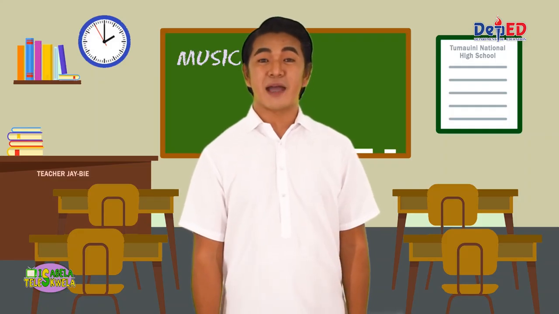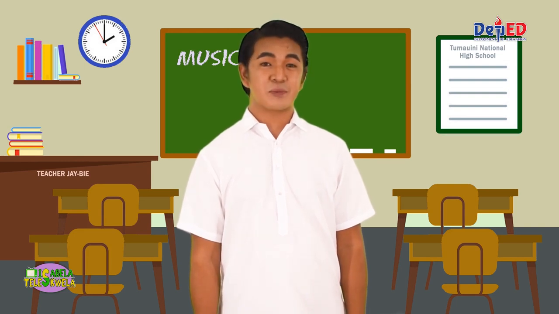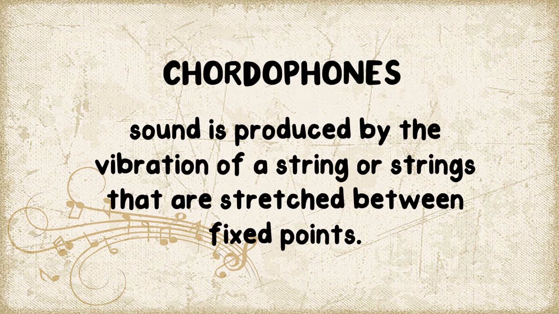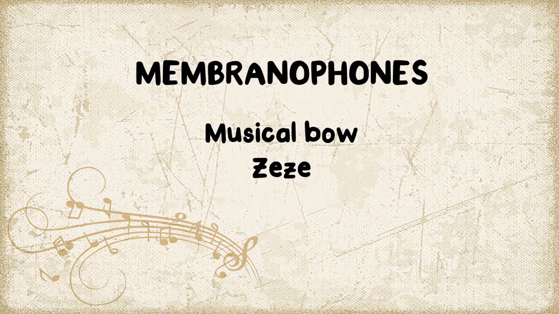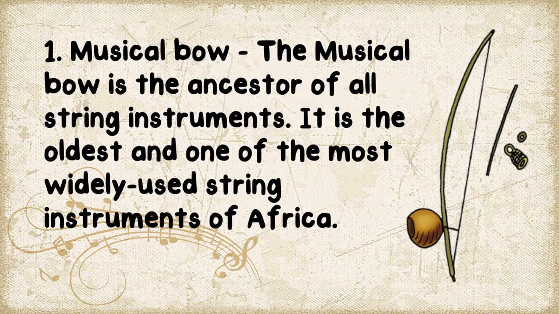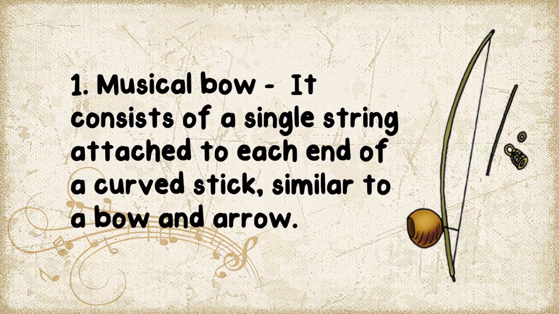Exactly, Che. To better understand what chordophone is, here is Miss D. The chordophone sound is produced by the vibration of a string or strings that are stretched between fixed points. The examples of this are musical bow and zeze. Musical bow. The musical bow is the ancestor of all string instruments. It is the oldest and one of the most widely used string instruments of Africa. It consists of a single string attached to each end of a curved stick similar to a bow and arrow.